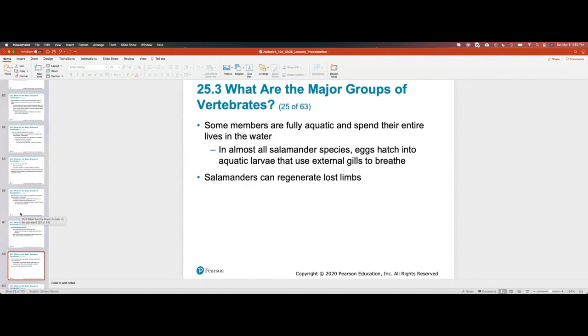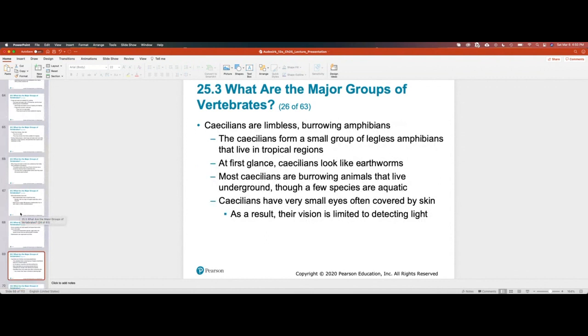Interesting thing about salamanders is they can regenerate lost limbs.